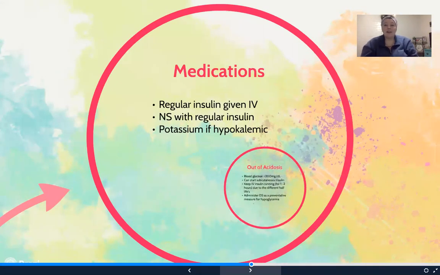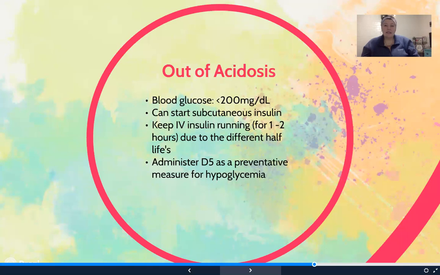Medication-wise, you give regular insulin IV, and you'll give normal saline to go with that. You give potassium, of course, if they're hypokalemic. That will be the first thing you do because you want to prevent cerebral edema when you give the other fluids. You'll know they're out of acidosis when their blood sugar is less than 200.